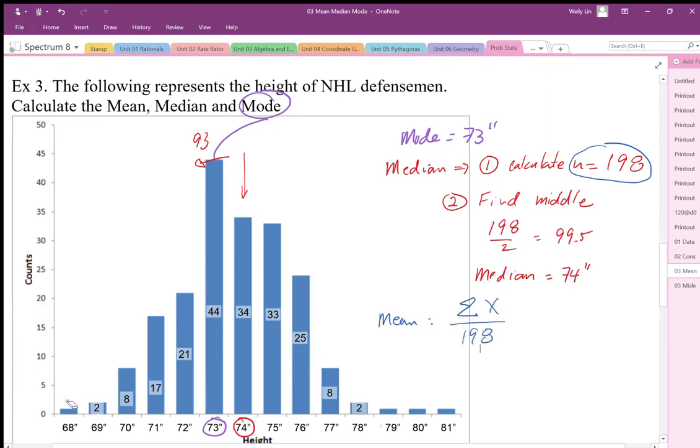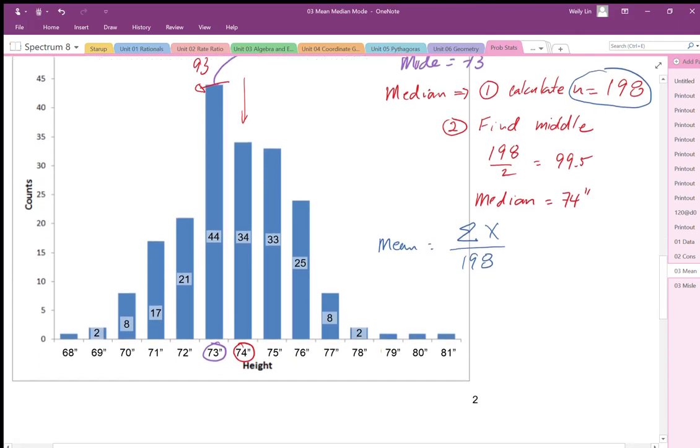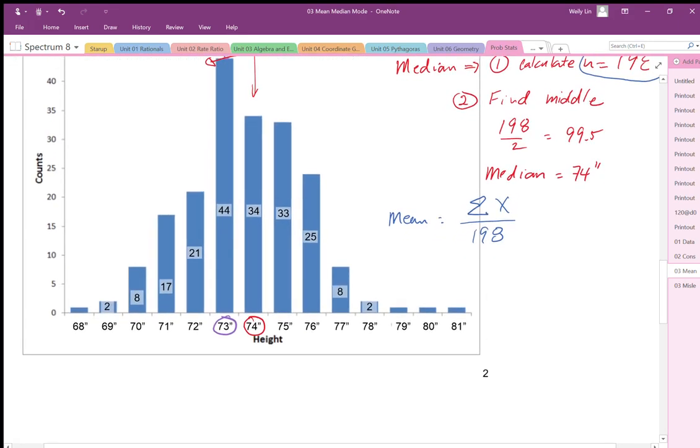So that means we're going to have to do one person at 68, 2 people at 69 inches. So add up those heights. Imagine stacking all these people on top of each other and finding the total height. That's going to take a lot of calculation. So basically, I'm going to pause the video, but I want you to do this on your own. This is how you'll do it.